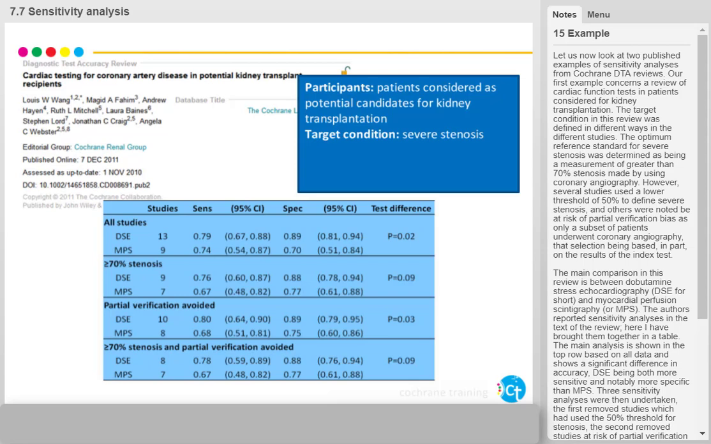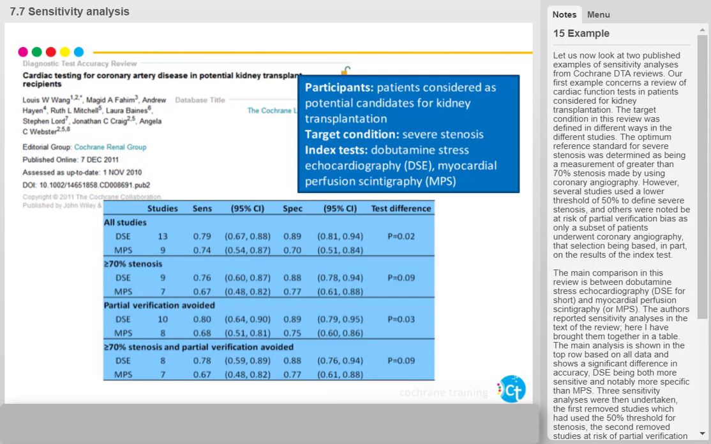However, several studies used a lower threshold of 50% to define severe stenosis, and others were noted to be at risk of partial verification bias, as only a subset of patients underwent coronary angiography, that selection being based in part on the results of the index test. The main comparison in this review is between dobutamine stress echocardiography, DSE for short, and myocardial perfusion scintigraphy, or MPS.